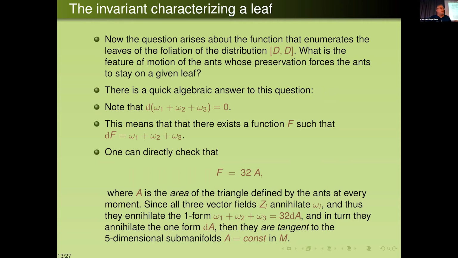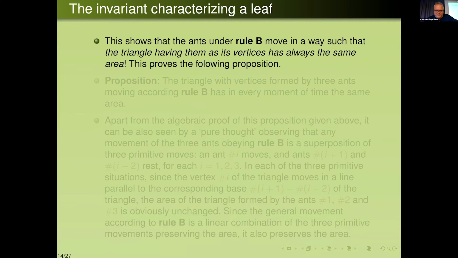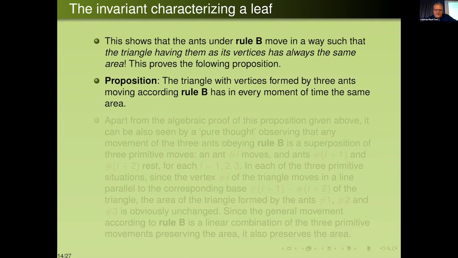So in other words, when these guys are moving on the plane, they do a lot of stuff, but actually once they are in a triangle of a given area, they will still be in a triangle, but the area will be the same. So some kind of area preserving movement on the plane. So that's the proposition. The triangle with vertices formed by three ants moving according to rule B has in every moment of time the same area. I told you the algebraic proof, but if you think about it for just a second, you understand that it must be like this, right?